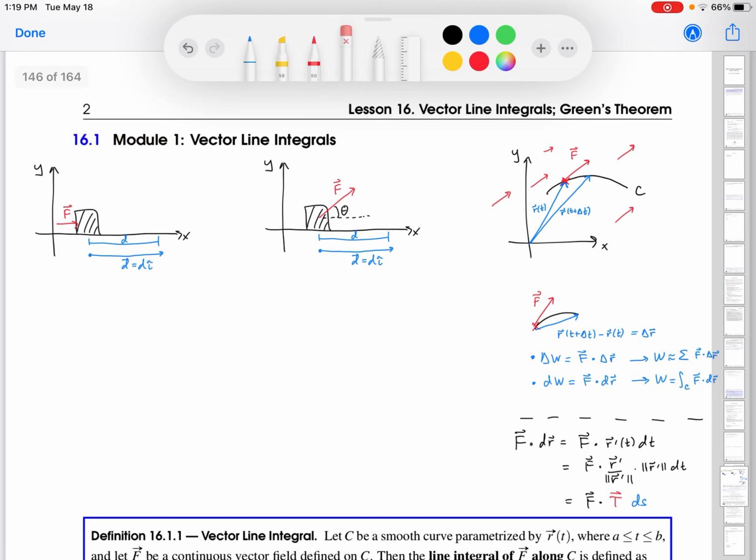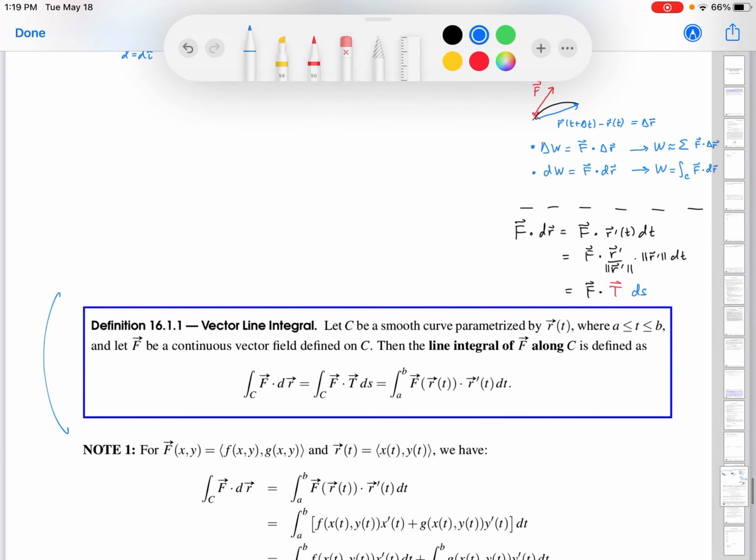So I want to go back to the first module in the lesson here and start telling you a story about how the first big notion in this lesson came up. So this is the notion of a vector line integral.